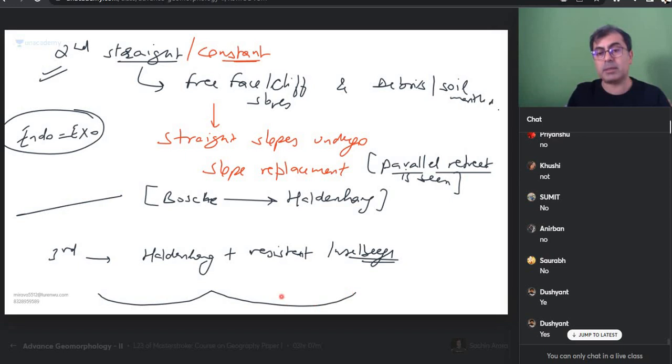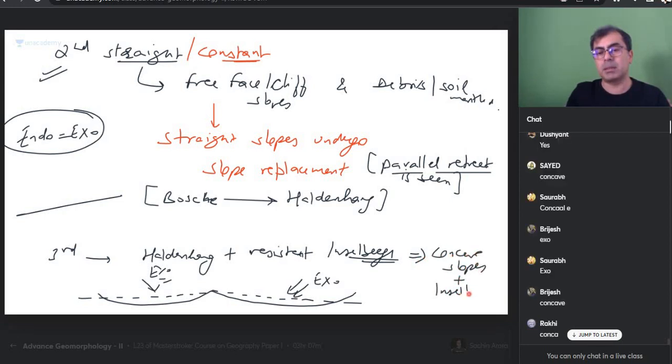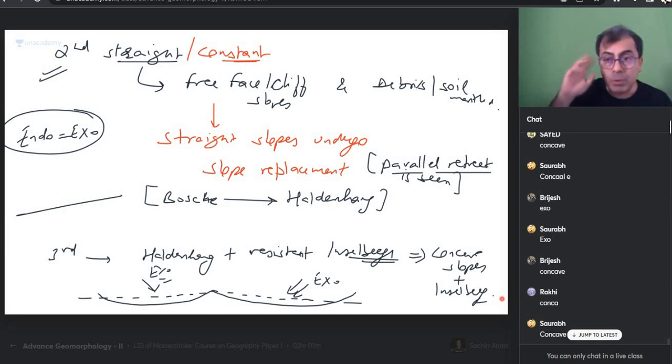Concave slopes will be created. So originally what was Heldenhang like this? Because which force has increased? Exo has increased. So which slope will it create? Concave slopes plus Inselberg. I hope you got that. The forces will remain here throughout. He says at any given stage of a landform, everyone please pay attention, a landform is nothing but an interplay of these things. Everyone with me on this question?